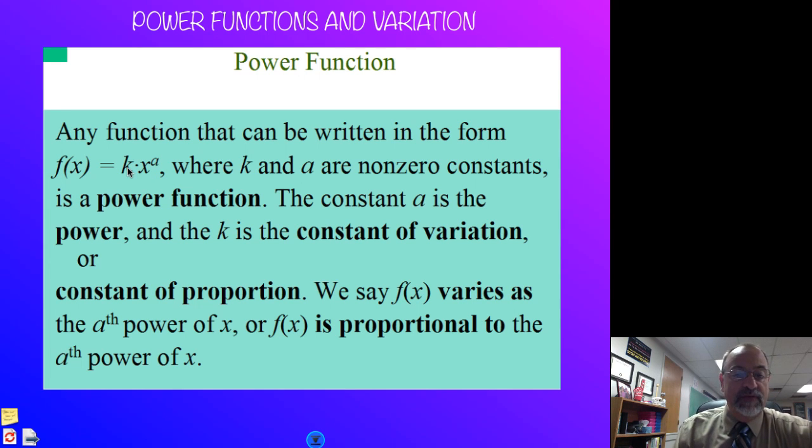So we have a k variable that we're going to need to know what that is and how we can calculate it, and we're going to have this a variable that we're going to need to know what it is and how to calculate it. Alright, so k and a, first of all, are non-zero constants, so we can use any value for a and k except 0. The constant a is called the power of the function, thus this is the power function. K is the constant of variation or constant of proportion. So either of those expressions mean the same thing.